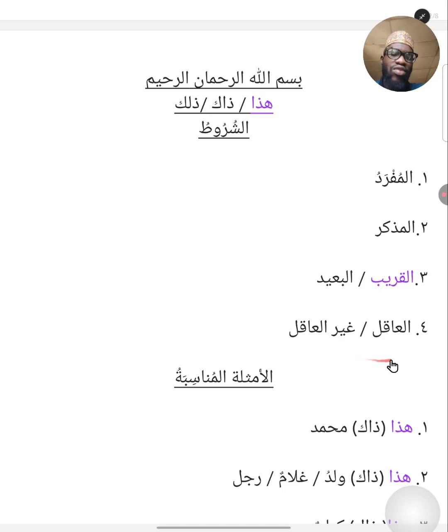And lastly, we have al-aqilu and ghayrul aqil. So these three demonstrative pronouns, you can effectively use them for something that is rational. Al-aqil means rational, something that has sense. While ghayrul aqil means something that is not rational, an irrational thing.